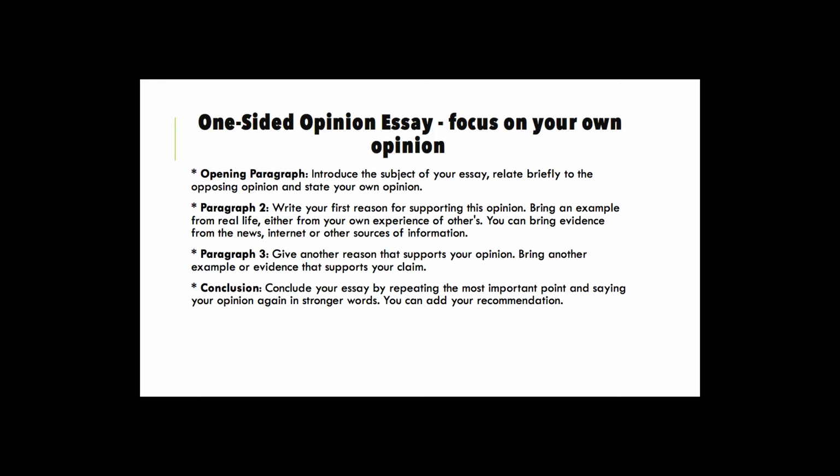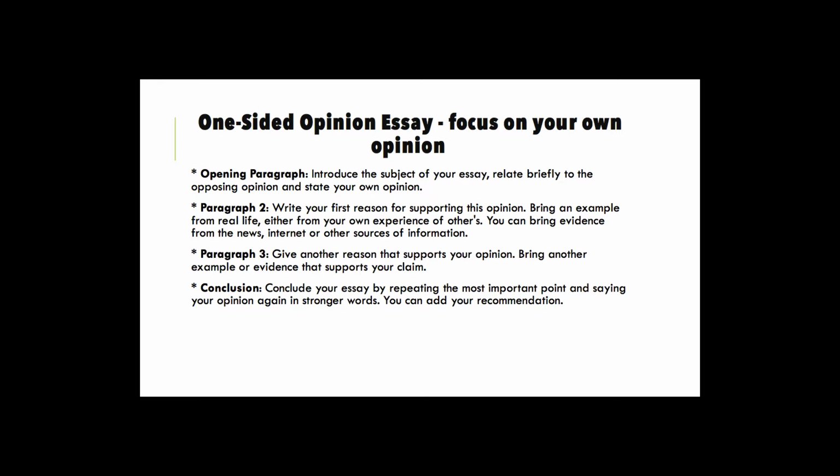Paragraph 2. Write your first reason for supporting this opinion. Bring an example from real life, either from your own experience or from others. You can bring evidence from the news, internet, or other sources of information. Paragraph 3. Give another reason that supports your opinion. Bring another example or evidence that support your claim.